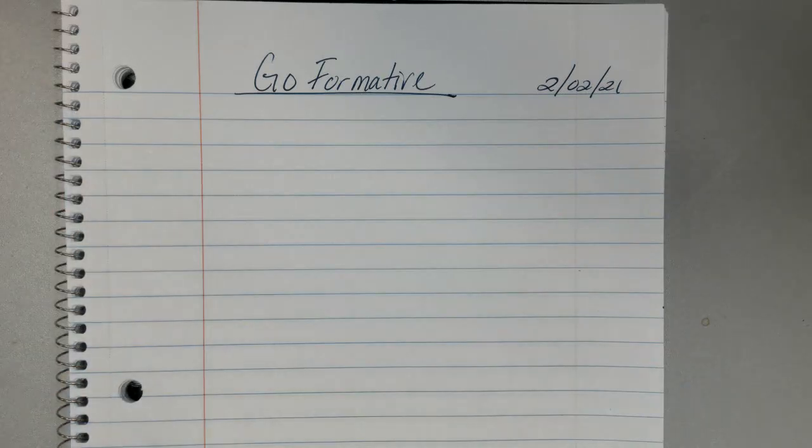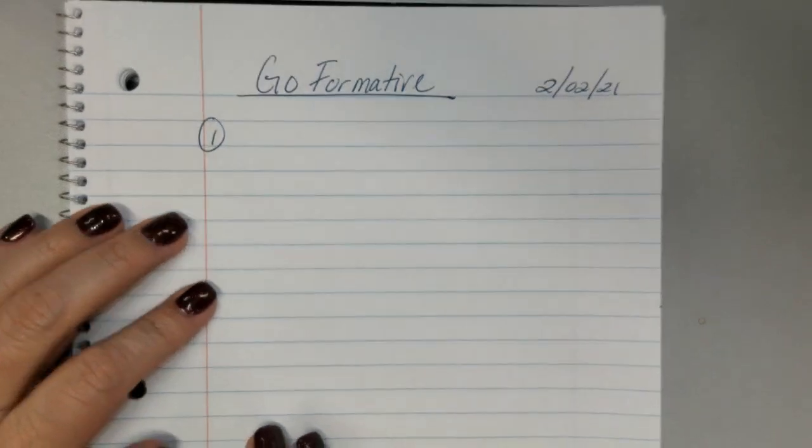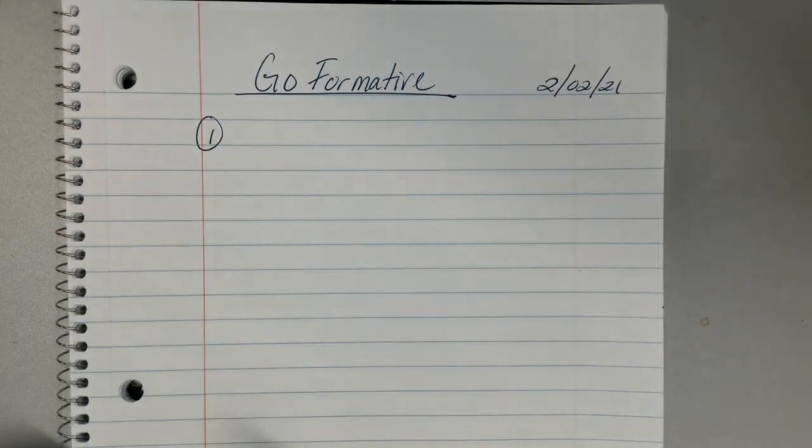Okay, since there seem to be a lot of mistakes on the Go Formative, I wanted to do number one with you guys, go through and see why there were so many mistakes. So if I look at the Go Formative, question number one said a box of Ritz crackers is $2.59 and contains 24 servings. What is the price per each serving?